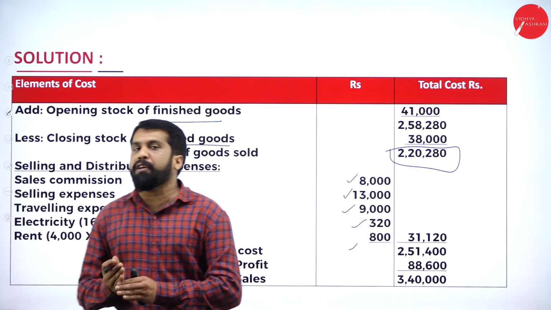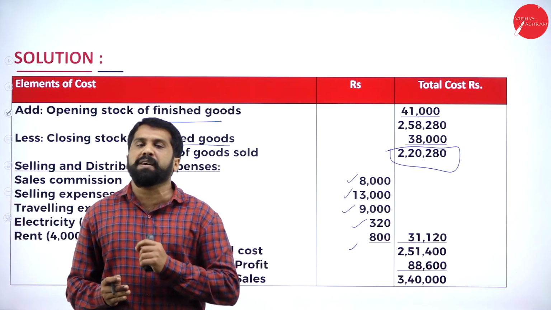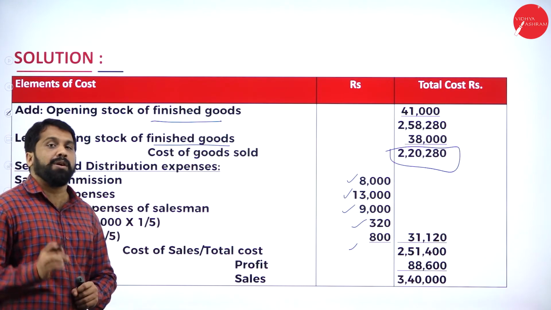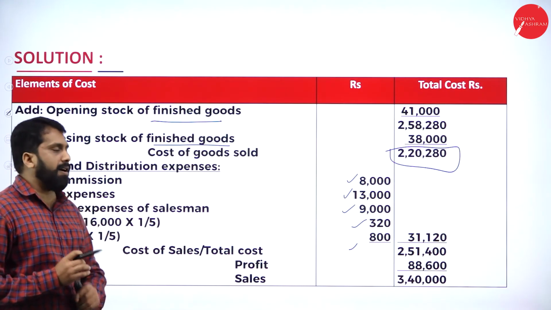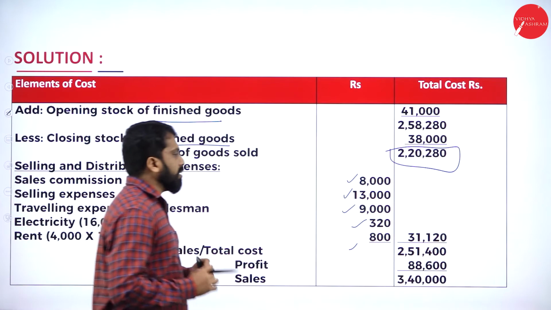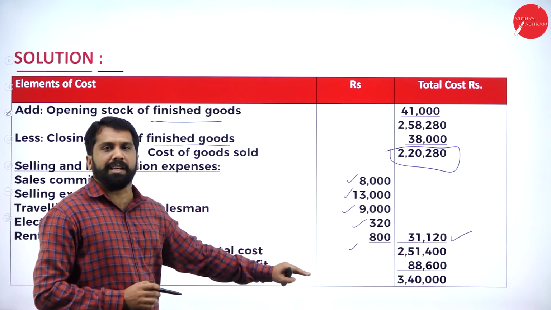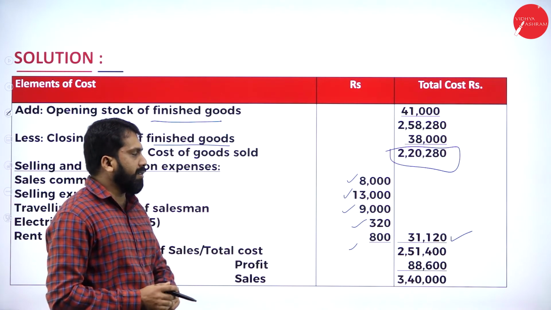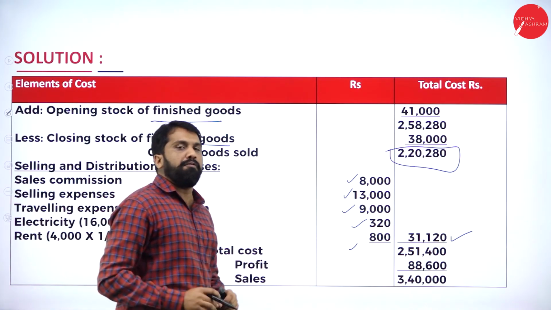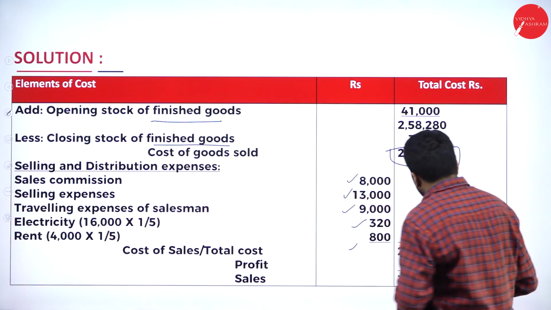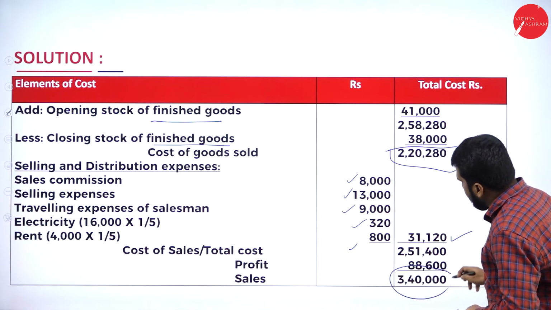See, for factory and office, we have taken 2 by 5. But for selling and distribution, we have taken 1 by 5. Now, do all the calculation. You got 31,250. Add everything. You got 2,51,400. Now, profit they have not given. How to find out? Simple. You know sales is 3,40,000.